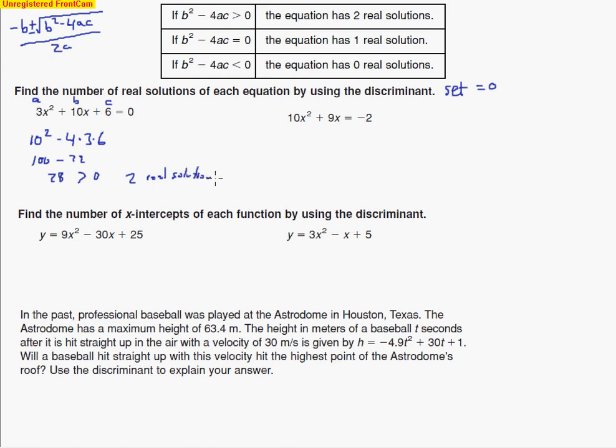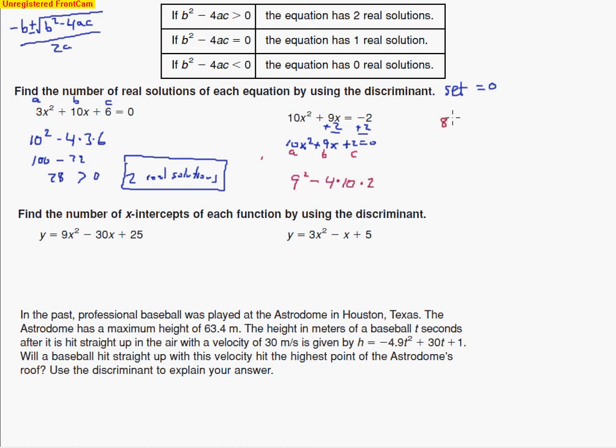Looking at the next one here, we've got 10x squared plus 9x equals negative 2. So always move the terms over until it is in that descending order with everything set equal to 0. Again, it's important to put it in descending order so you can figure out your a, your b, and your c terms easier. And so we just substitute those numbers in there. So we have 9 squared minus 4 times a, which is 10, c, which is 2. So you do some work there.